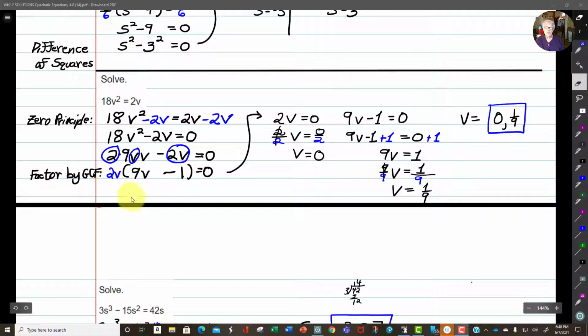I set each factor equal to 0. 2v equals 0 and 9v minus 1 equals 0. I solve both of these equations for the variable, and I get v equals 0 and v equals 1/9. Those are my solutions to the equation.